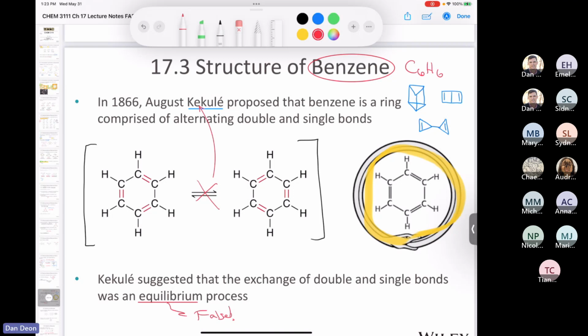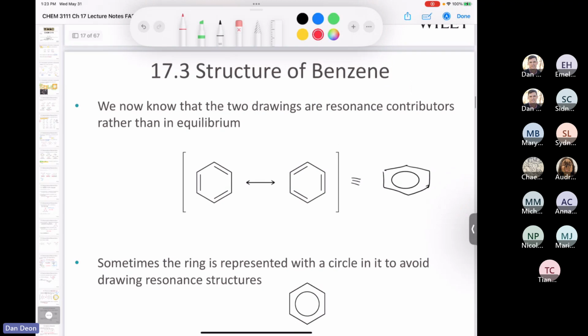Yeah, exactly. Starts with R, ends with resonance. That's right, resonance. Perfect. Thanks, Tiana. Absolutely. So we know that they're in fact resonance structures, right?